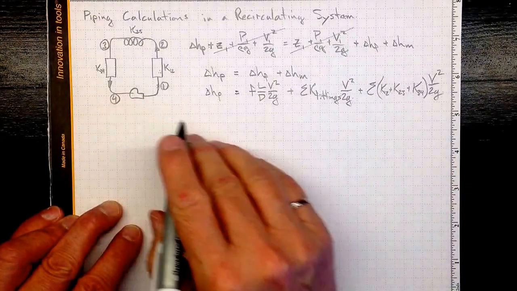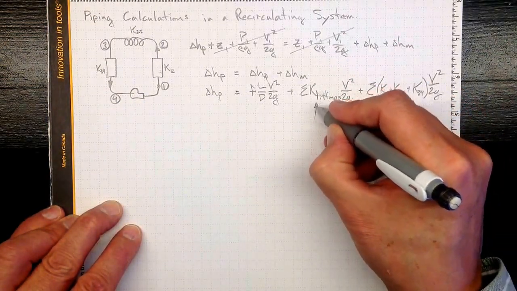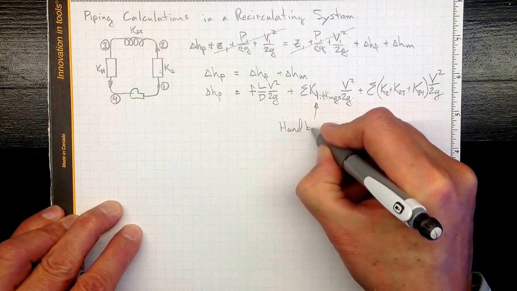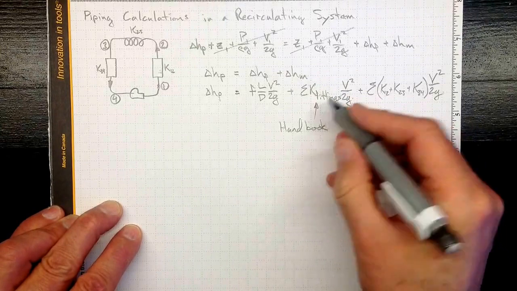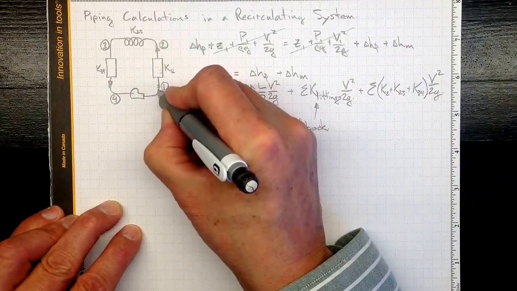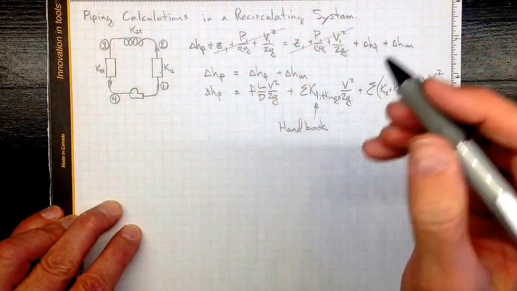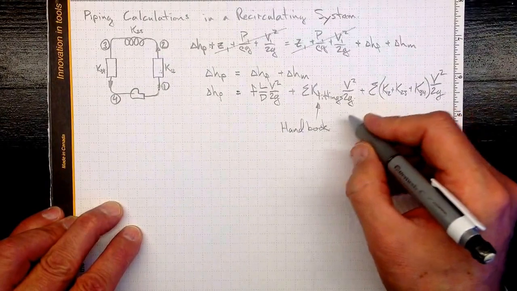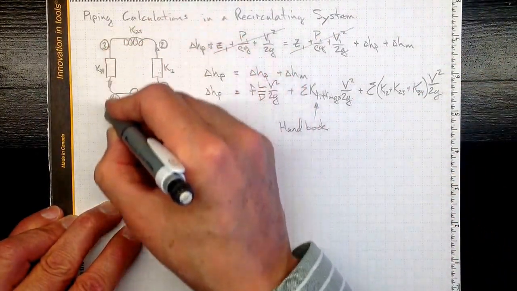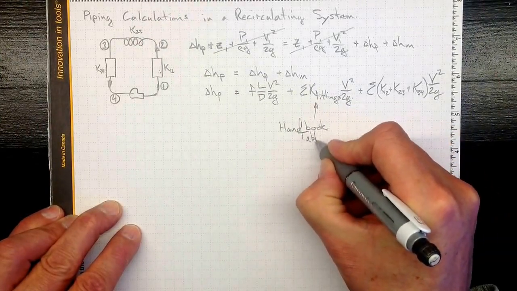Where would you get the K factors from? Well, for the fittings, we're going to get those from a handbook. We'll look up and find out that for a 90-degree elbow at appropriate Reynolds numbers, we've got a value of, say, K equal to 0.4, something like that. And we can sum up the K factors for all of the fittings by going to the handbook or to tables in the text.